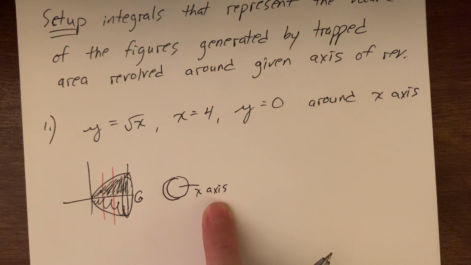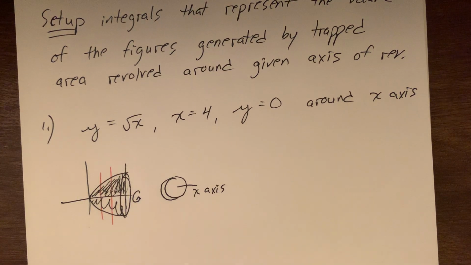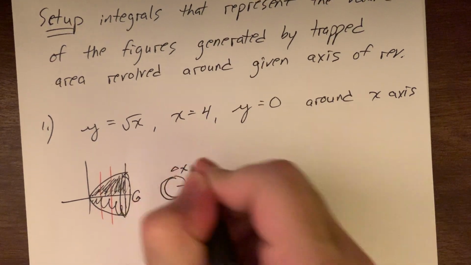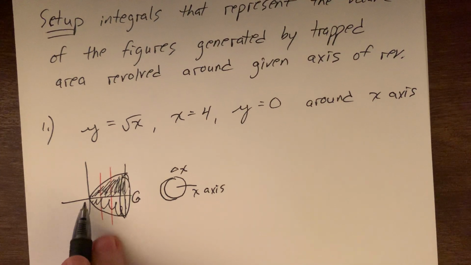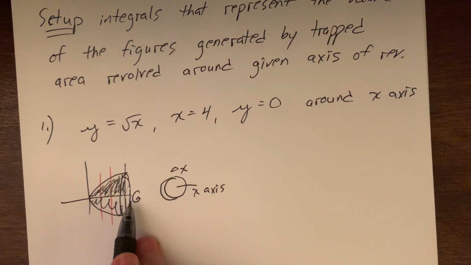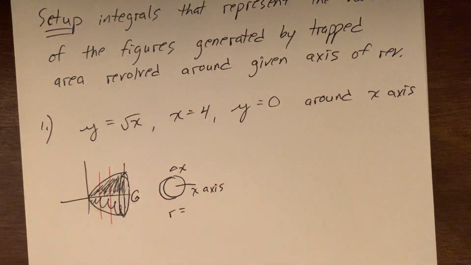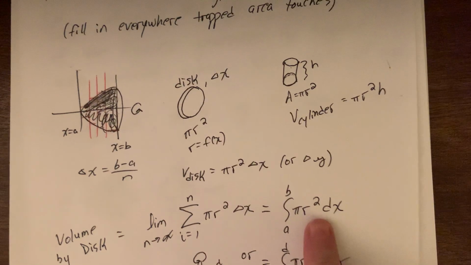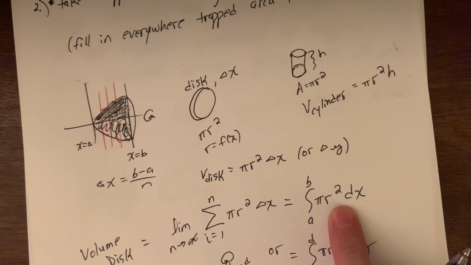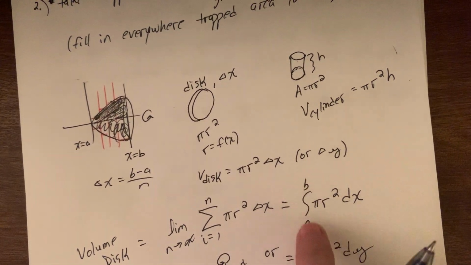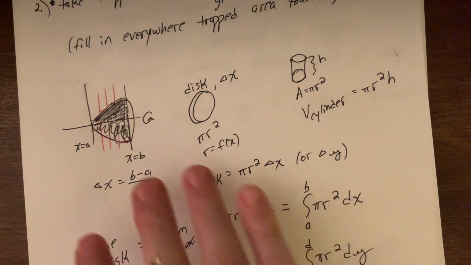And we know our formula. We're looking at a disc. What is the thickness here? It's the delta x. We're looking at distances in the x direction. And what is my r value? I'm thinking about this formula, the volume of a disc. So I'm looking at pi r squared dx. So I need to find my bounds A and B and what is r in this problem.